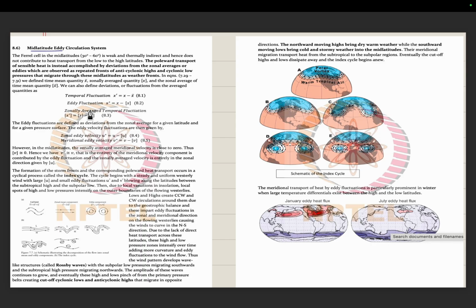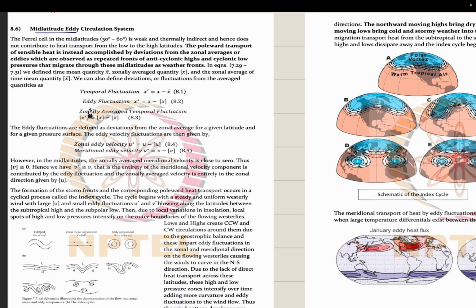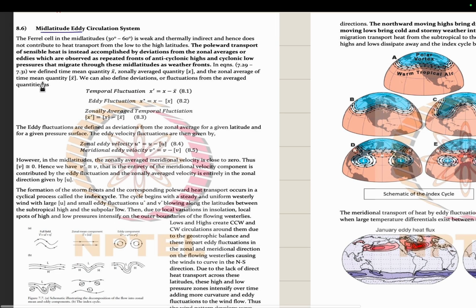The mean quantity x delta, the zonally average quantity x bracket, and the zonal average vector quantity x bar bracket have been shown here. The temporal fluctuation has been defined as x dash equals x minus x bar, and the eddy fluctuation has been defined with the x star. X is any quantity, and the zonally average temporal fluctuation can be written as the bracket of this temperature fluctuation equation.